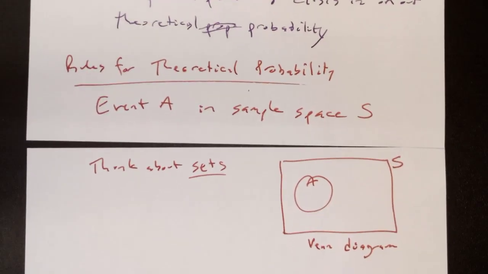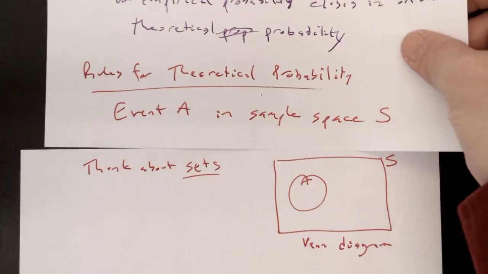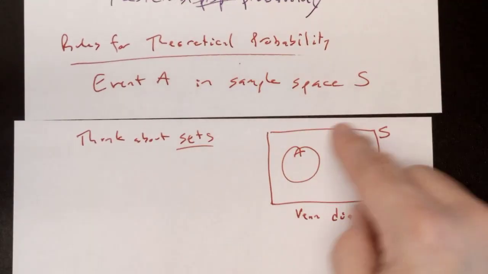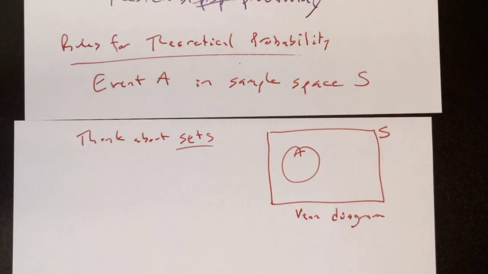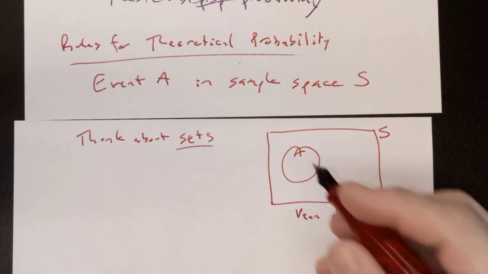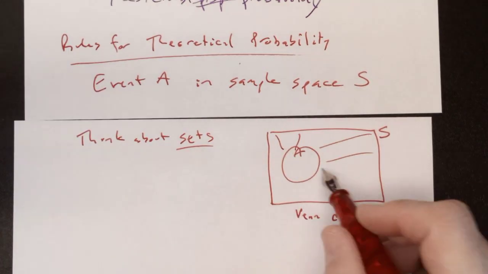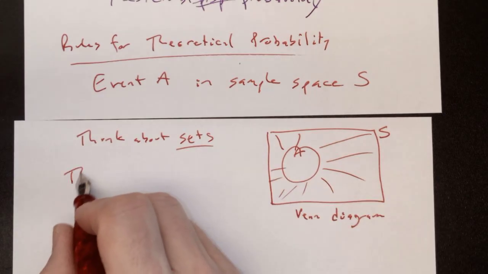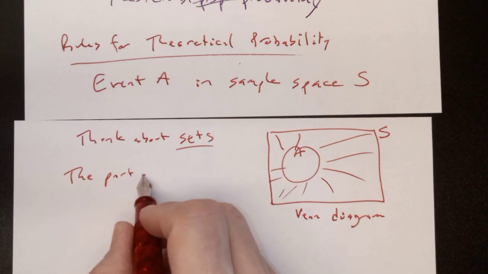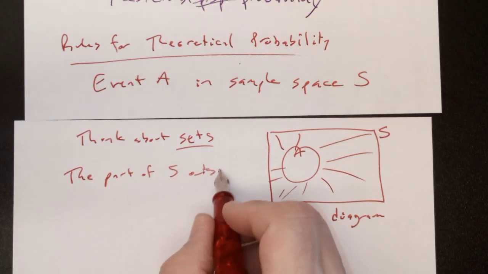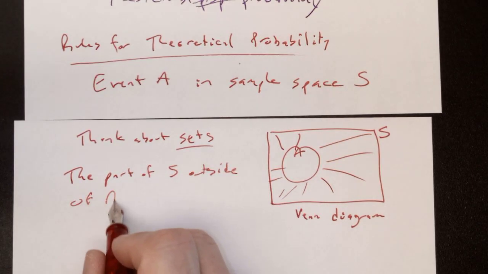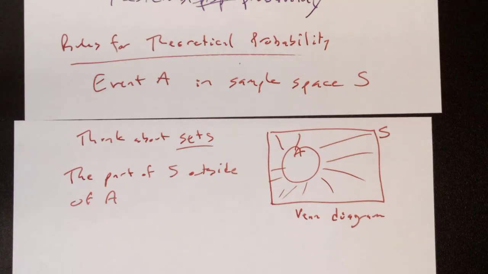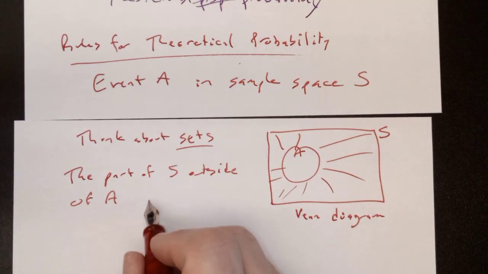Okay, wait a minute. I have all of this additional space outside of the set A. All of this stuff out here. The part of S that's outside of A is going to be called the complement of A.